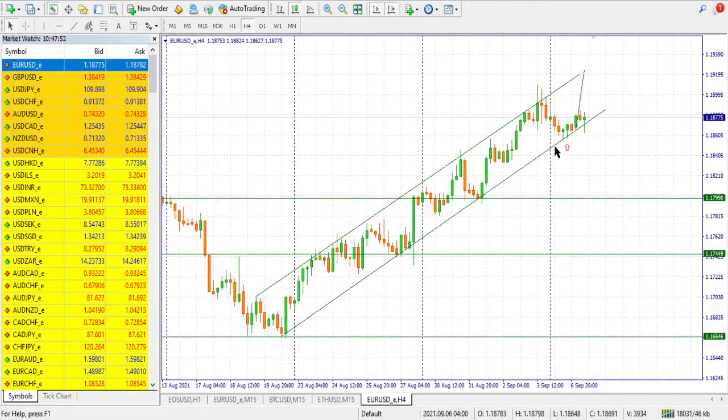So in case the price breaks below this trend line here, we'll be expecting sellers to continue pushing price down up to this level here. The next level is this, and the next level is this one.